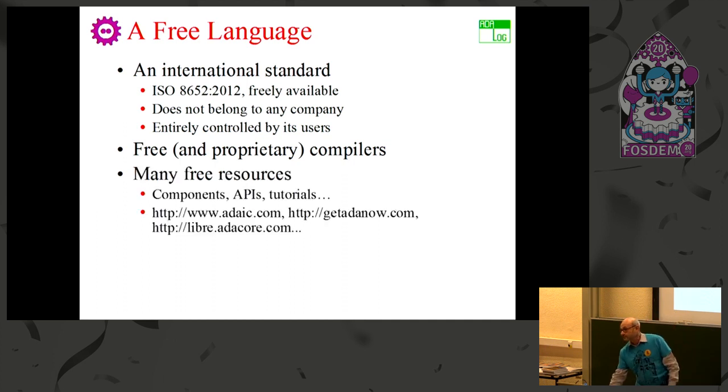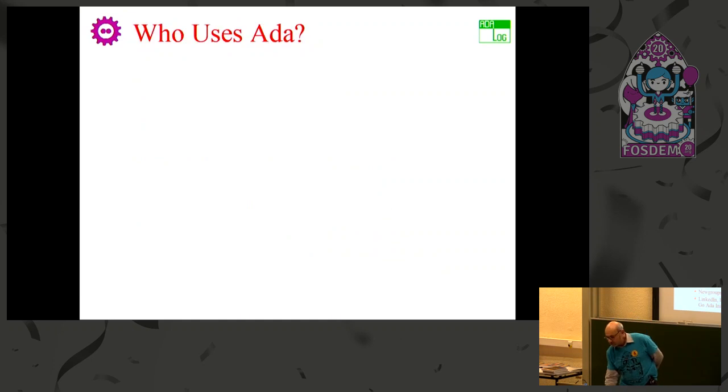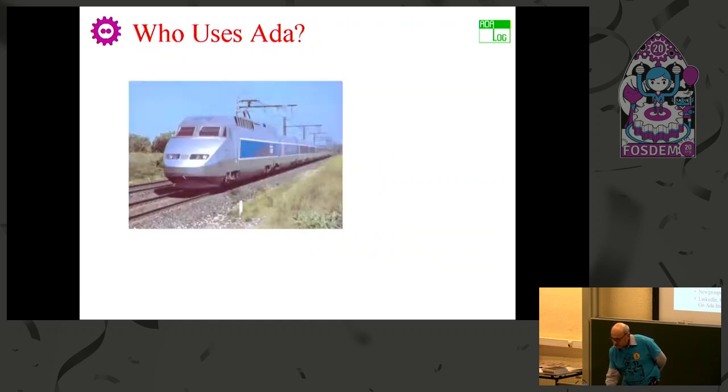You also have proprietary compilers. Well, that's normal. That's a world of business. Many free resources are available. And you have a dynamic community, so you have newsgroups and groups on all the usual social media.